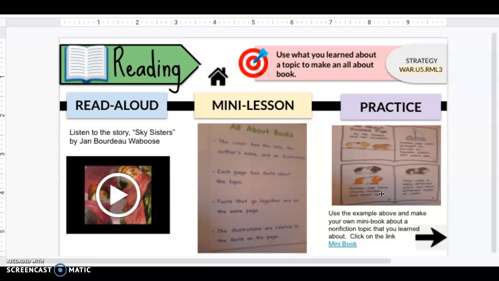And as you can see, look at the cover, all about guinea pigs. It has the title, it has the author's name, so it could be by Mrs. Watkins and her students, or it would be your name there for the author. And then you make an illustration, a little picture about the mini book. Then on the next page, you will write a fact about the topic.